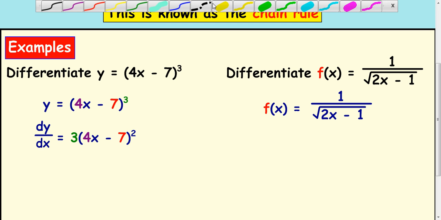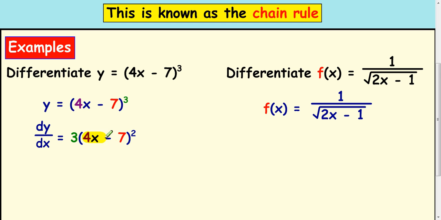The next thing we want to do to finish off is look at the bracket, this bit in here, and multiply by the derivative of this. If you differentiate 4x minus 7, the 7 goes to 0 and you'll end up with just a 4. So multiply by 4. Finish this off by multiplying the 3 by the 4 to simplify it, and you get a 12.